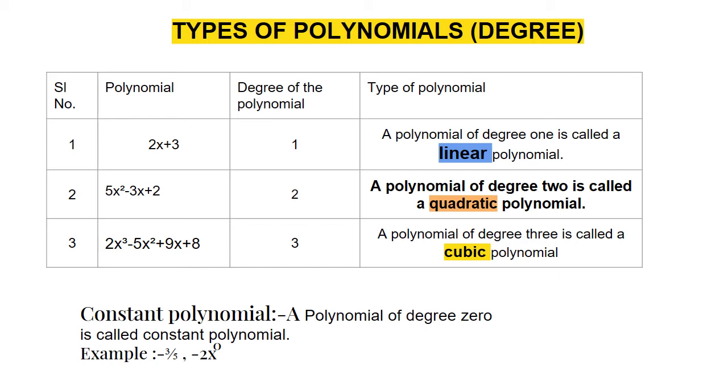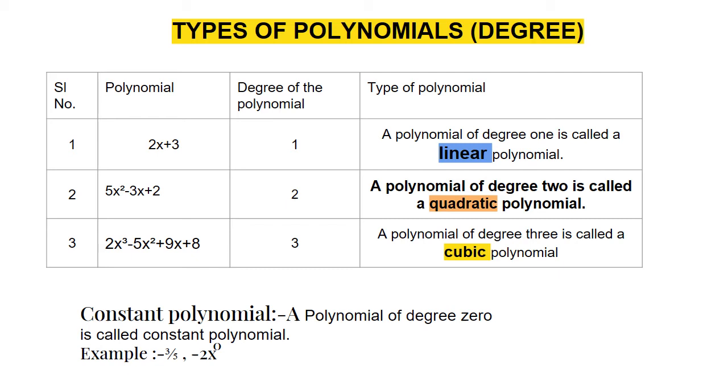Let us once again observe the types of polynomials according to their degrees: linear polynomial, quadratic polynomial and cubic polynomial. According to their terms, there are three types. One is monomial. If two terms are there, we can say that is a binomial. If it has three terms, we can say it is a trinomial.